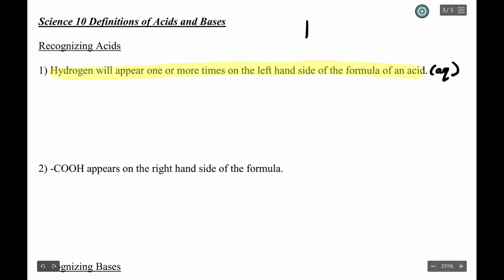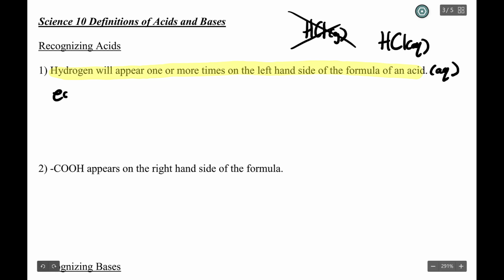So for instance, there is HCl gas, that's hydrogen chloride gas. It's not an acid yet because it hasn't released its hydrogen ion in solution. So that isn't an acid. But of course, if I had something like HCl aqueous, that is hydrochloric acid, then it is an acid.